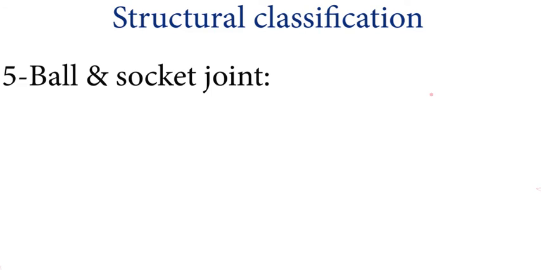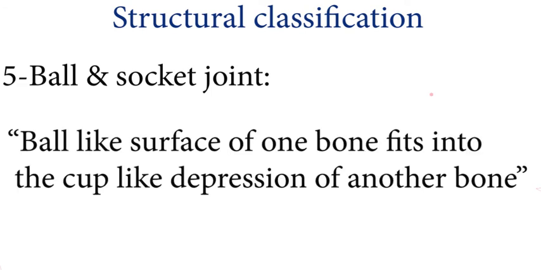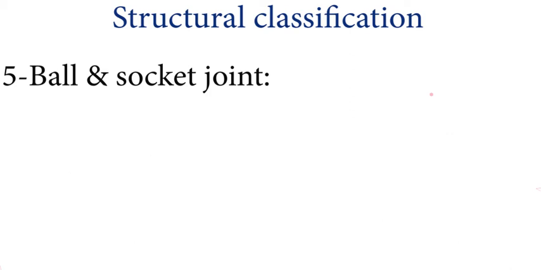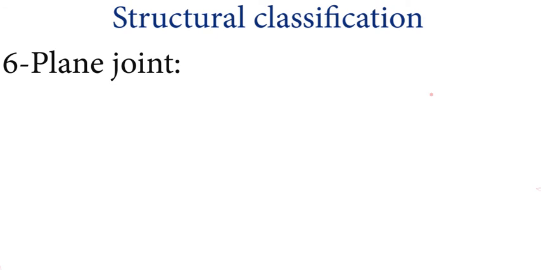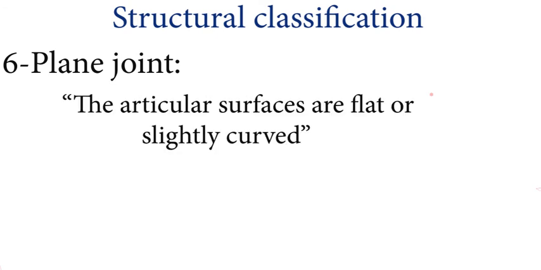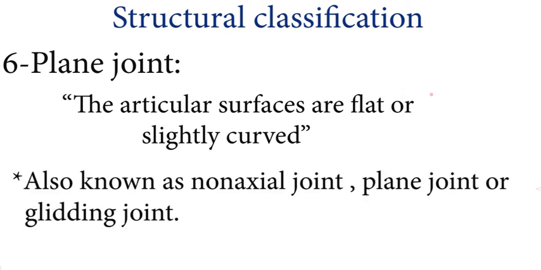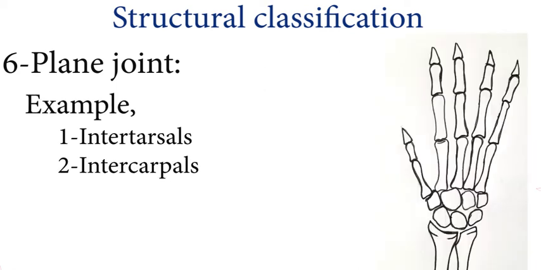Now we have the ball and socket joint. In this joint, the ball-like surface of one bone fits into a cup-like depression of another bone. Its common examples are the shoulder joint and hip joint. It is a multiaxial joint, which means it will allow movement in multiple directions. Last is the plane joint. In this joint, the articular surfaces are flat or slightly curved. This type of joints are called no-axial joints or plane joints. Its example is intertarsal or intercarpal joints.